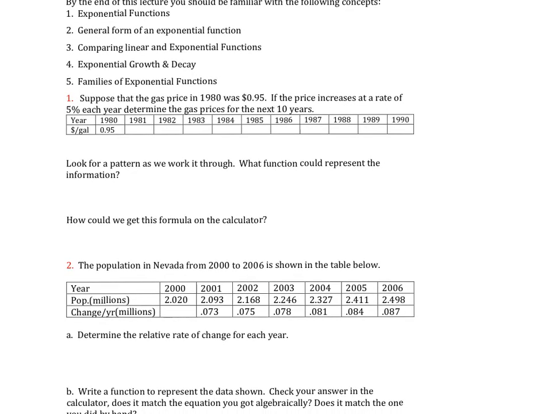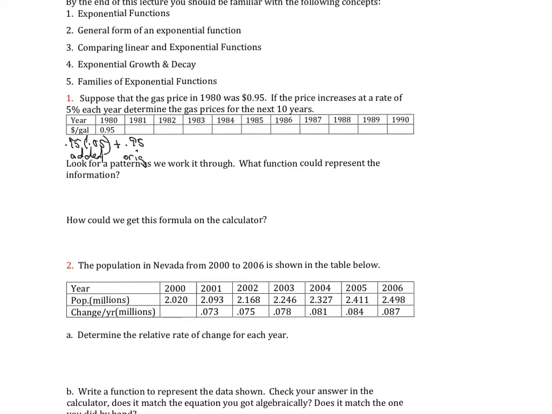The first example says that the gas price in 1980 was 95 cents. The price increased at a rate of 5% each year, and they want us to determine the gas prices for the next 10 years. Well, I could find out the amount that it added on by taking the 95 cents per gallon and multiplying it by the 5% as a decimal. That would be the amount that was added on to the original 95 cents.